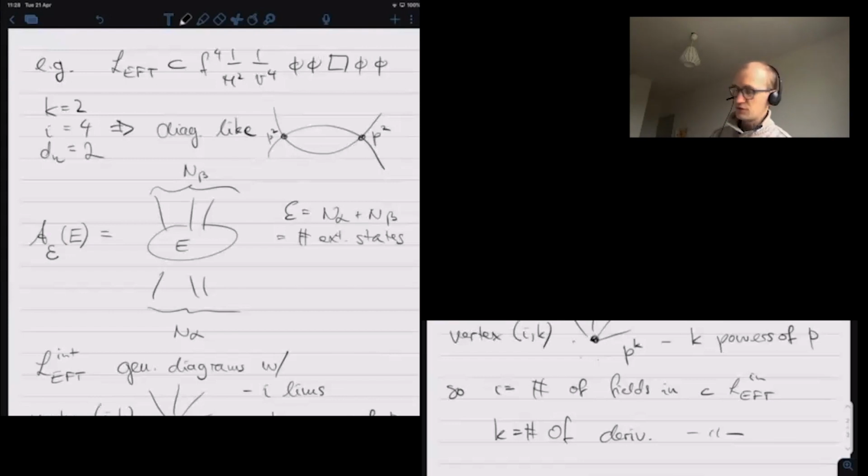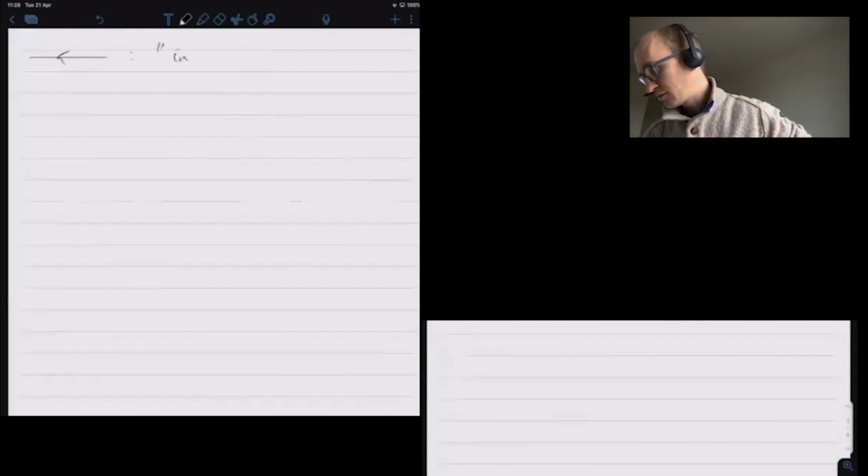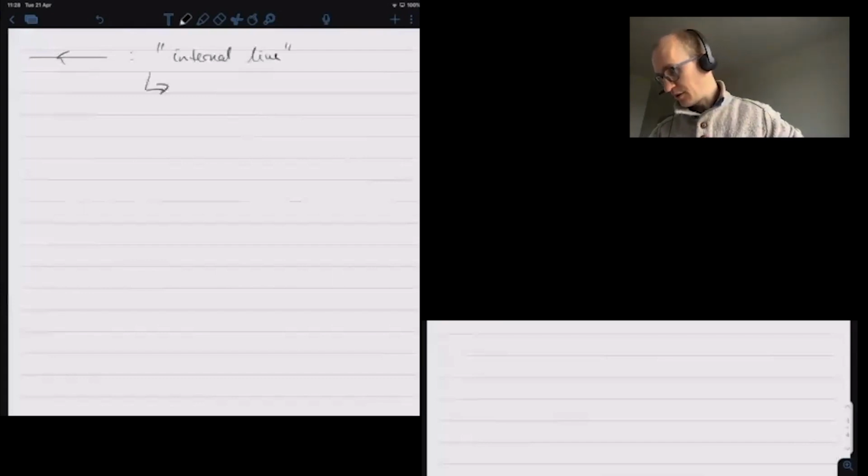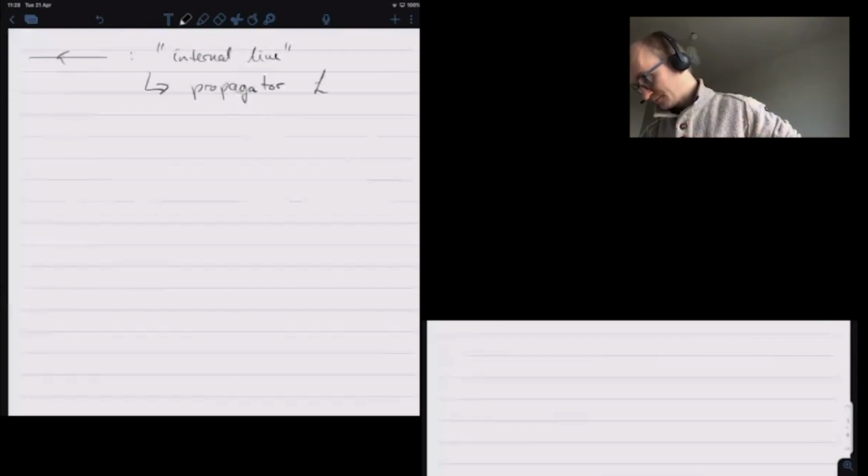Okay, and so for example, in just a moment we're going to use V_ik, which is going to give us the number in any given diagram of vertices of type ik. But the vertex of type ik is simply this object here, where I lines meet with a total power of momentum p to the k. And of course, we also have, as we've already drawn, what we call an internal line, or just a line, which is given by the propagator, which comes from the kinetic part of the EFT Lagrangian.